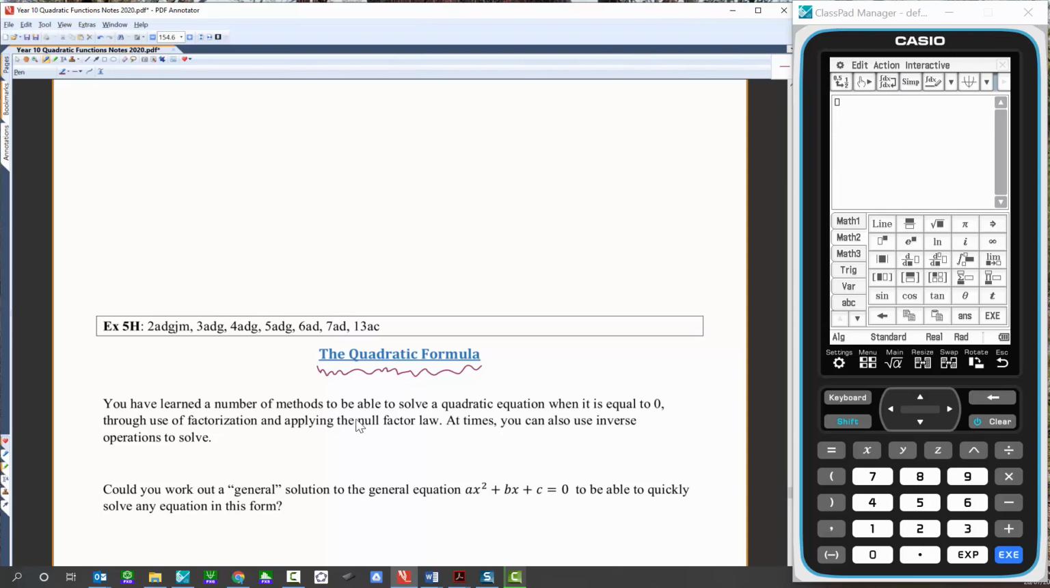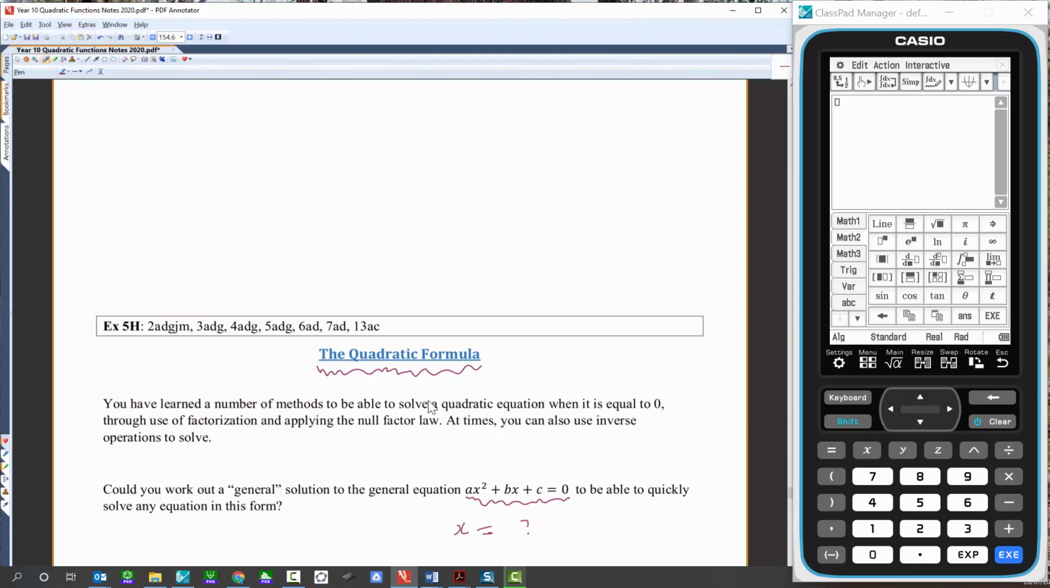Right, so you've learned a number of methods to solve a quadratic equation when it's equal to zero through the use of factorization and applying the null factor law. At times, you can also use inverse operations. Well, what if we had a quadratic that looks like this, ax squared plus bx plus c equals 0, and I wanted to solve for x? If I solve for x, what would I get on the right-hand side? Because then I'd be able to quickly solve any equation in this form.